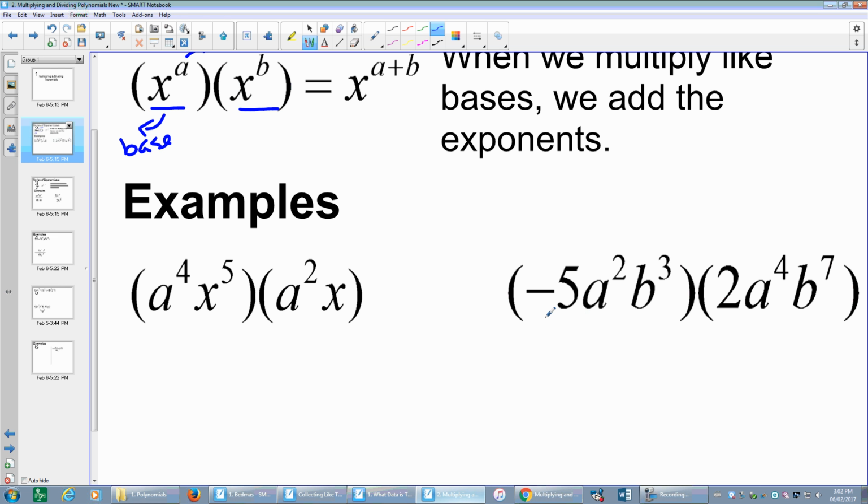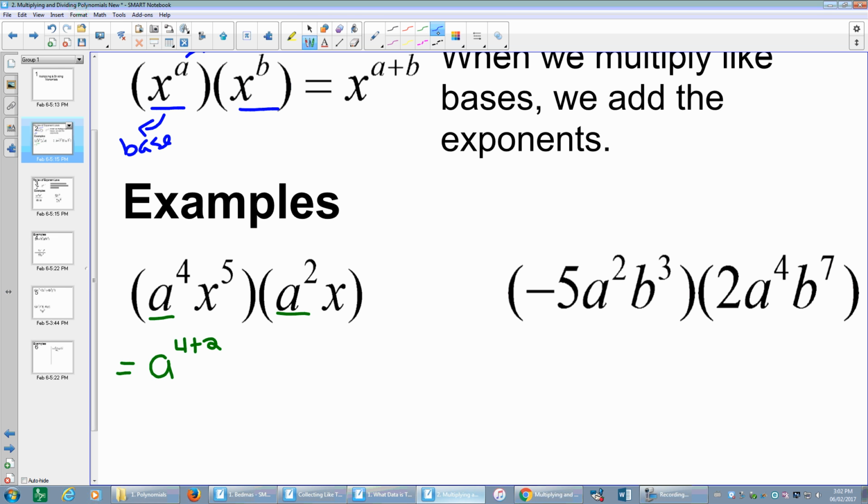So I'm going to look here. I have a base a, and I have a base a. Those bases are the same. So what am I going to do? I'm going to add the exponents together. So I can write this as a to the exponent 4 plus 2. Now, do you have to write this step? No, you do not. But I'm going to just go through this to try and break it down step by step.